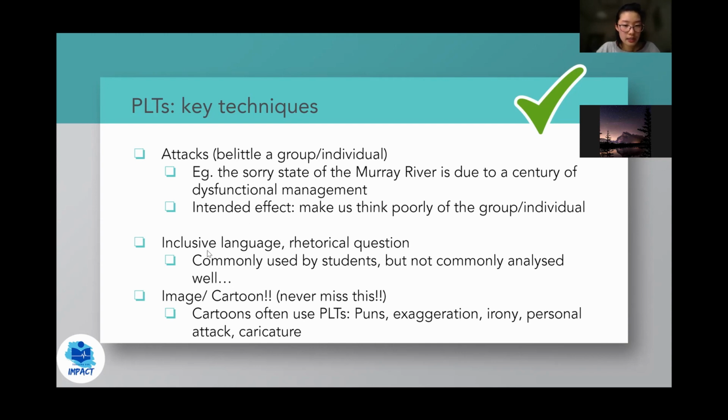Other key techniques are inclusive language and rhetorical questions. Now we see a lot of this. It's very easy to identify when we look at a paragraph, but it's not commonly analysed well, as we find that students tend to talk at a vague brushstrokes level. What's really good is if you can analyse inclusive language and rhetorical questions in a more specific way that's closely tied to the author's contention.